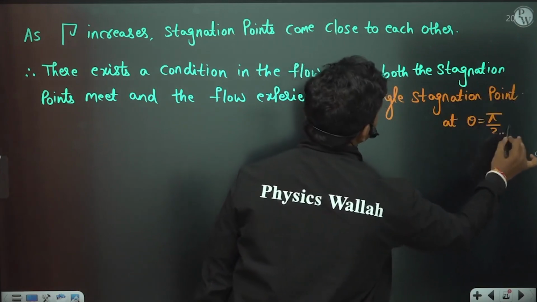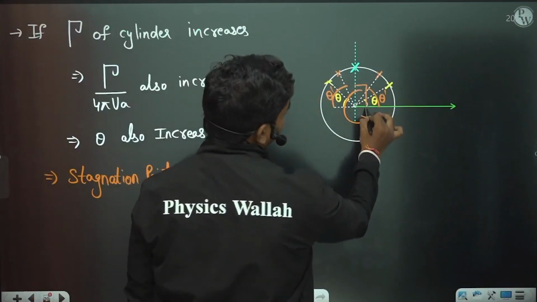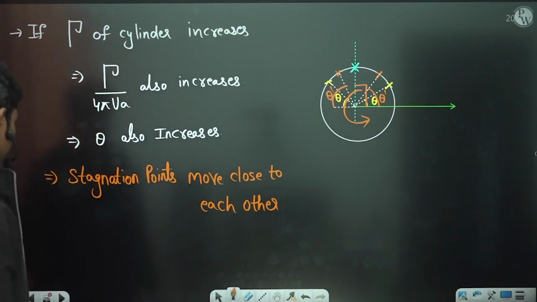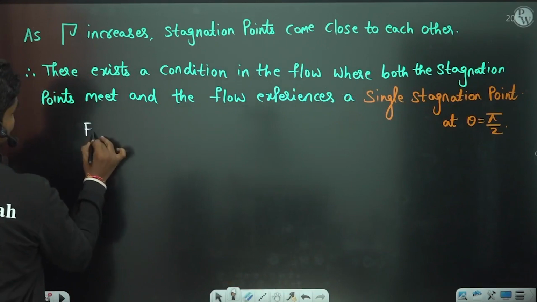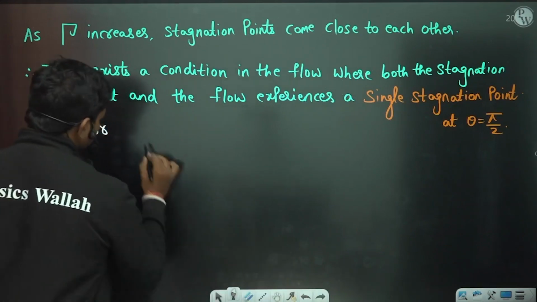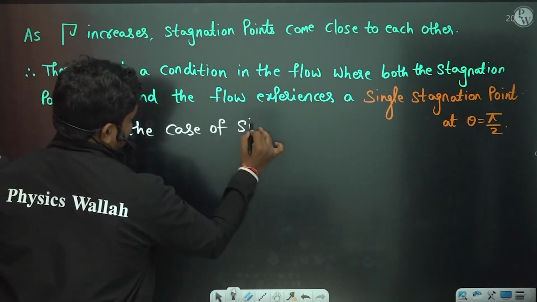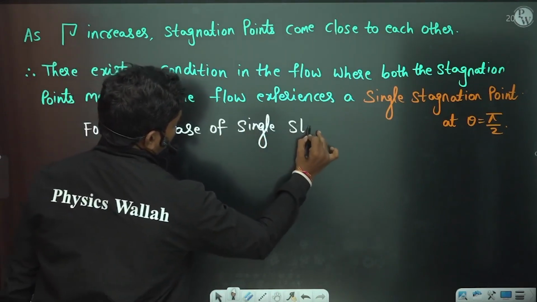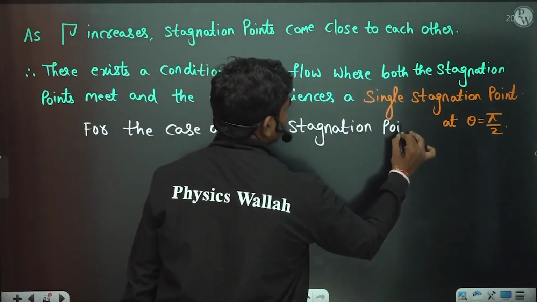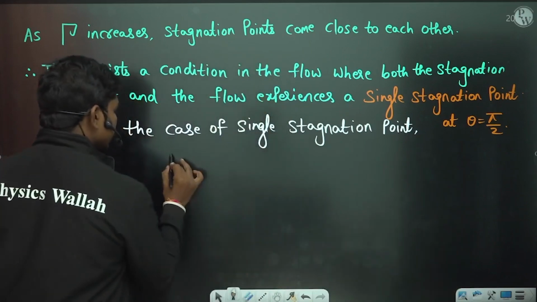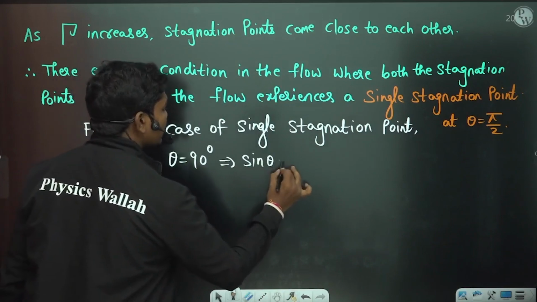We know that, because whenever this increases, if both the stagnation points have to meet, then this angle theta has to be 90 degrees, correct? So for the case of a single stagnation point, theta should be 90 degrees. We know this. So this implies sin theta should be equal to 1.